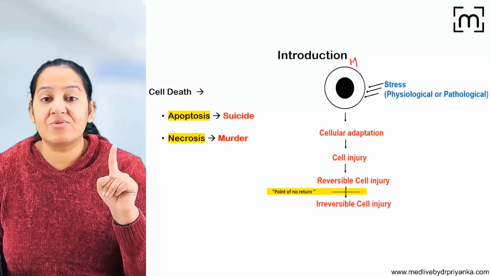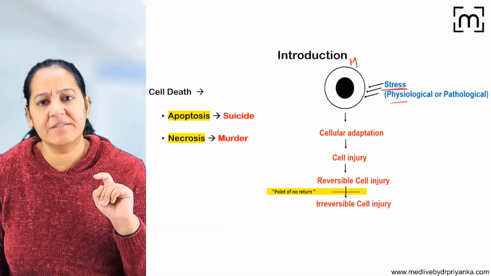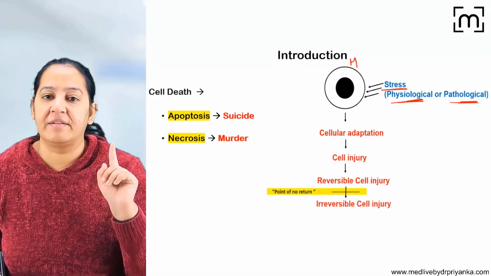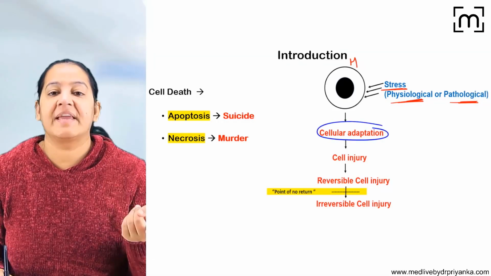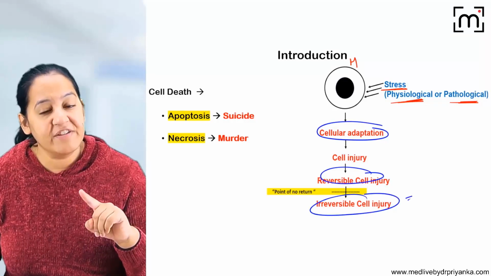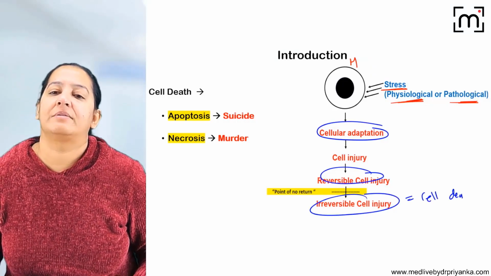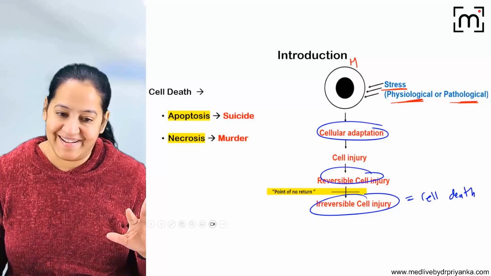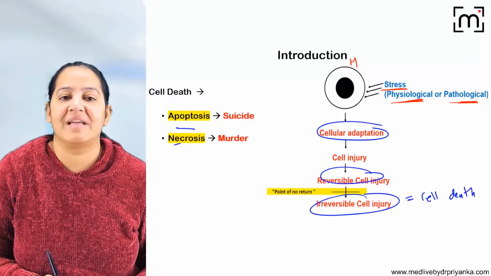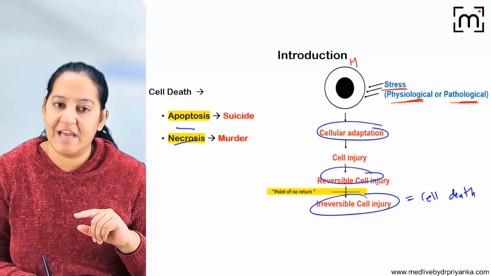But whenever any stress acts on it, maybe the stress is physiological, maybe the stress is pathological, three things happen one by one. The first thing is cell adaptation. Second thing is reversible cell injury, followed by irreversible cell injury. Basically, irreversible cell injury is equal to cell death. If the stress continues, finally the cell will die. The cell death is of two types, apoptosis and necrosis. Here in this session, we will see apoptosis.